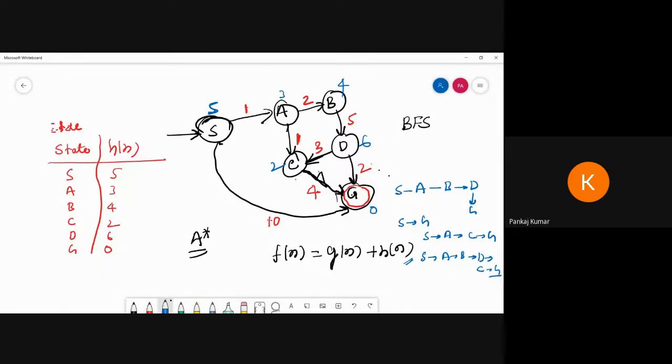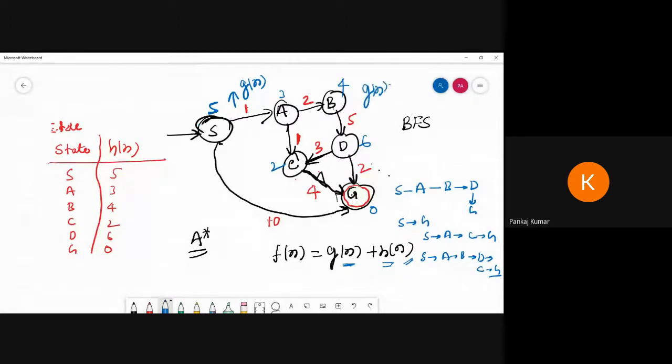So how will A star work? Here h of n is the estimated cost to reach the goal from n to goal. Now g is the actual past cost. We already discussed g of n. So this g of n is this one. From S to node A, what amount of cost will it take? 1.